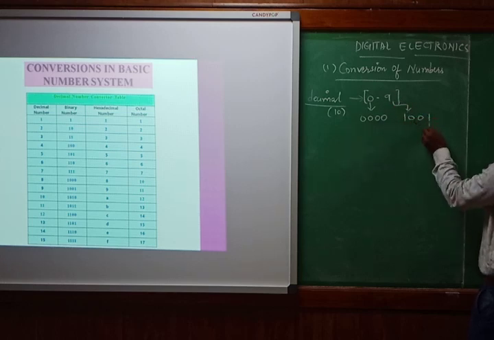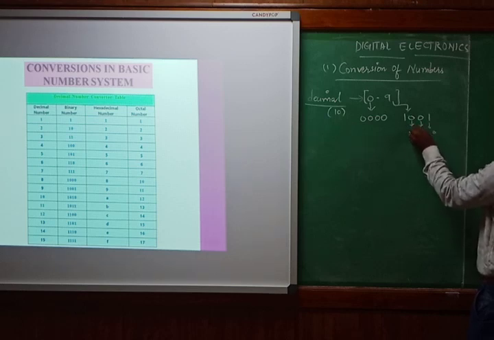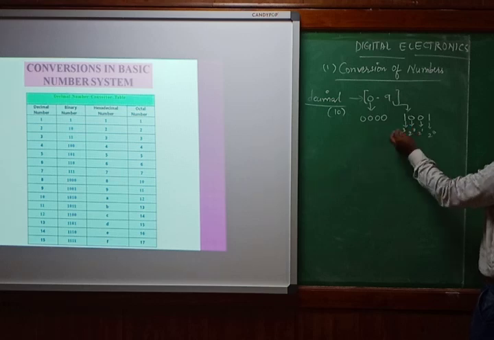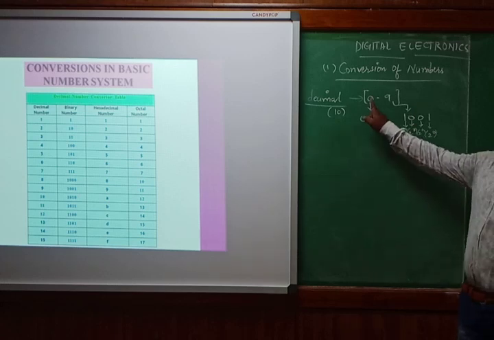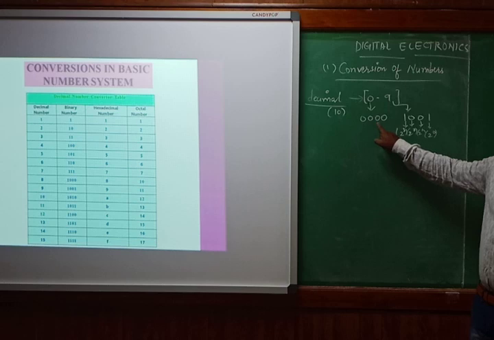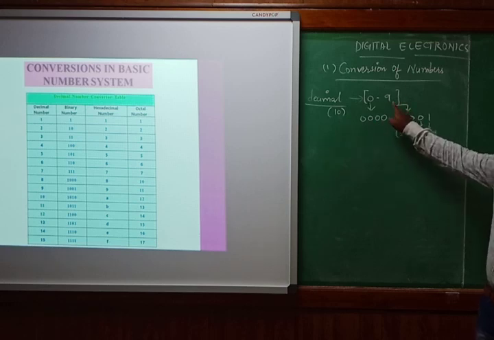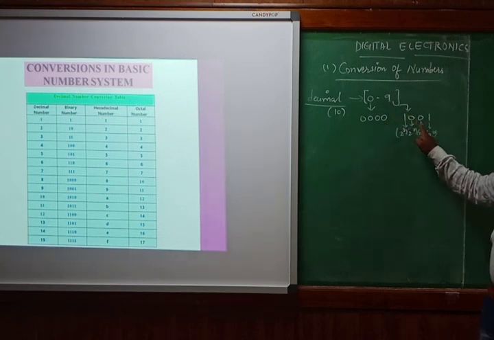I can write 1, 0, 0, 1. What does this indicate? This is 2 power 0, this is 2 power 1, this is 2 power 2, this is 2 power 3. So by taking all these combinations, we can write 0 to 9. Similarly, if I want to write 9, I can write it as 1001. That means 9 can be written in binary format as 1001.